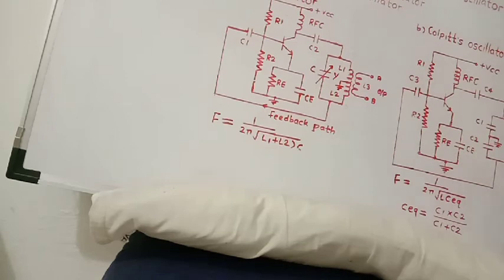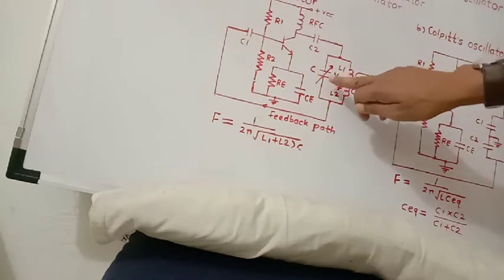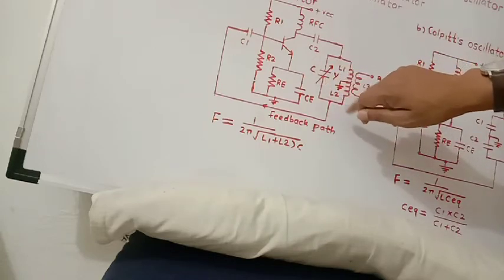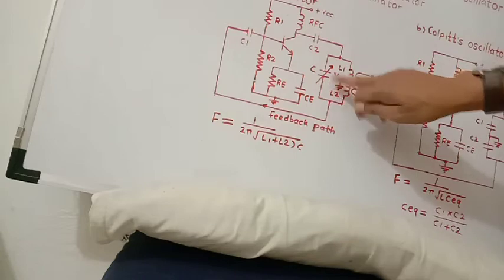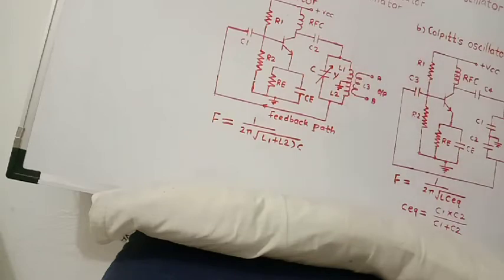That is, for suppose 1 kilohertz or 1.5 kilohertz. In this way, if this C is varied, then the frequency of oscillations can be changed. Then third, the Hartley oscillator can be used as a local oscillator in a radio receiver to provide the RF output. So this is about the Hartley oscillator.